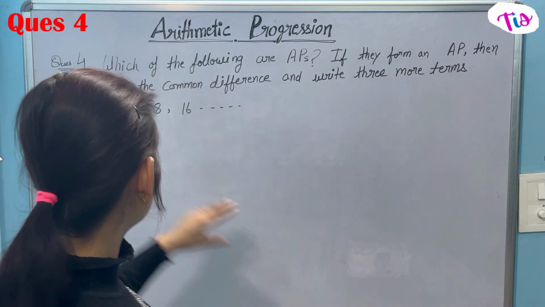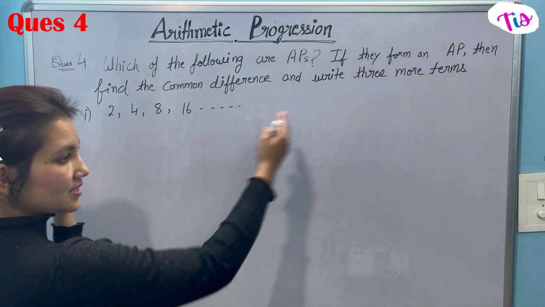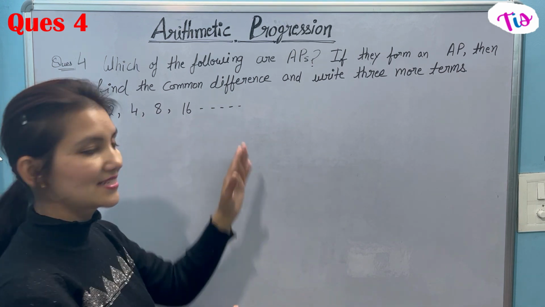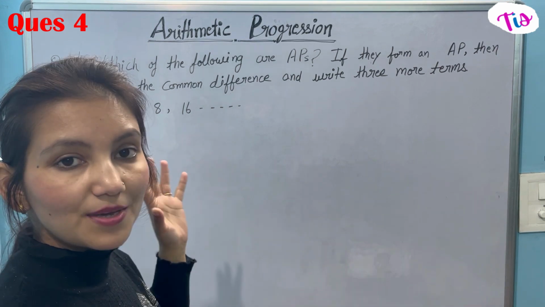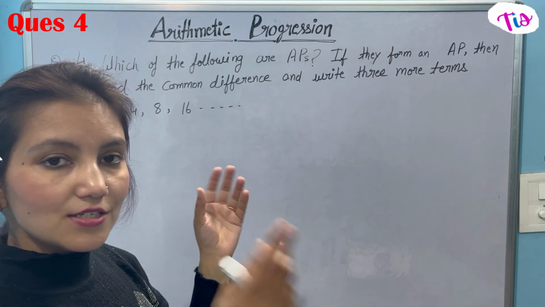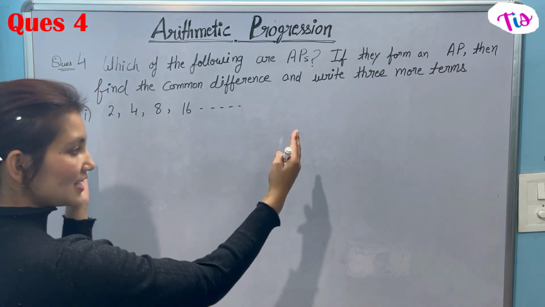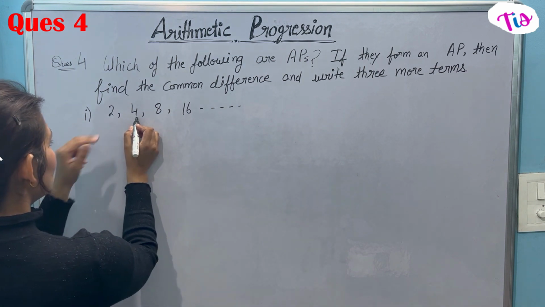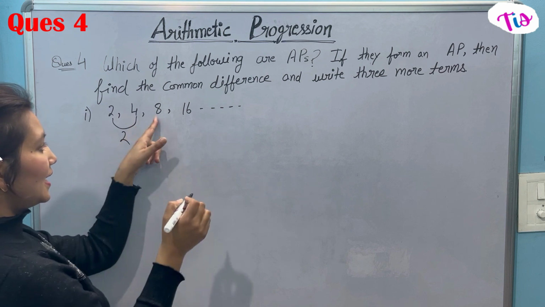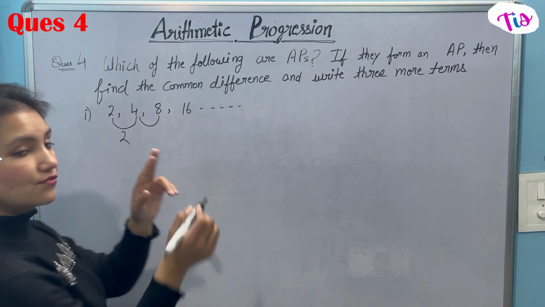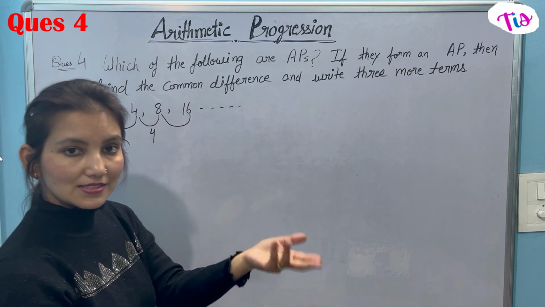So let's solve part 1. Here is this sequence given for you: 2, 4, 8, 16. We need to check whether it forms an AP or not. What is the condition for a sequence to be an AP? The difference of two consecutive terms needs to be constant, right? So let's check. 4 minus 2, that is a2 minus a1, is 2. 8 minus 4 is 4. And 16 minus 8 is 8.